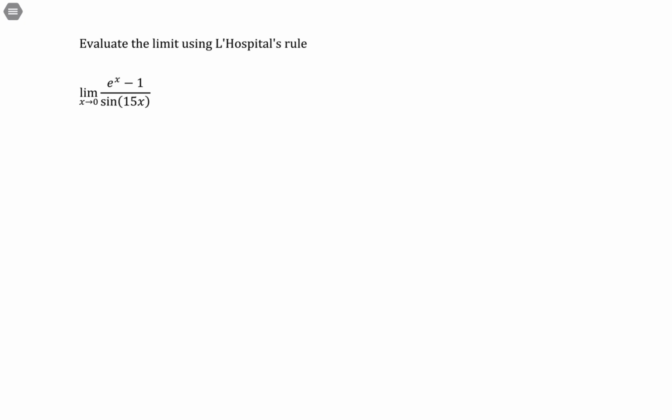L'Hopital's rule only applies in limits that result in the form 0 over 0 or infinity over infinity, which are called indeterminate forms. Now, let's check and see what happens.